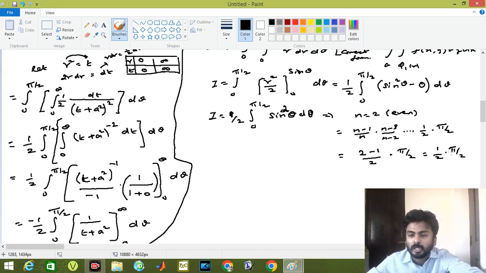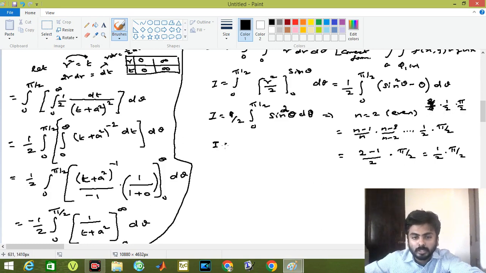If n is 4, you will have 4 minus 1 by 4, so you will have 3 by 4, and after that 1 by 2, then at last pi by 2. When n equal to 4, you will have 3 by 4 into 1 by 2 into pi by 2. When n is 2, this 3 by 4 will not come, only 1 by 2 into pi by 2.